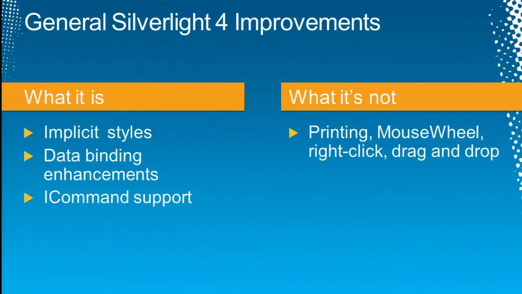Some of the smaller things that don't get as much press but are really great features are things called implicit styles. And I'll show those off, but those are a way to say, I want all buttons or all hyperlinks to look one way.